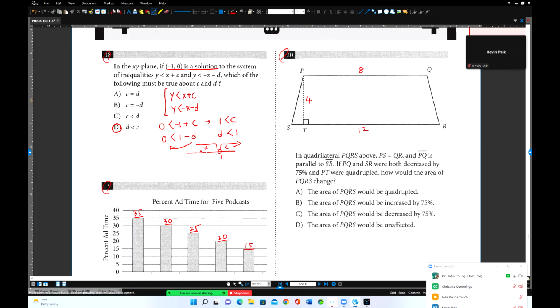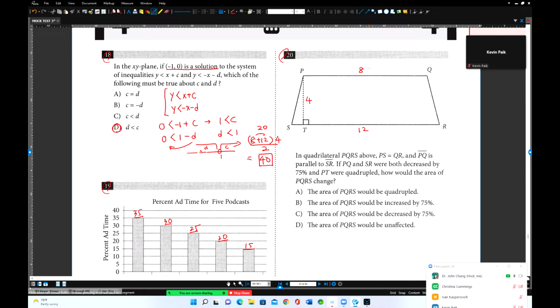Okay, so what is the area of this one first? Area equals base 1 plus base 2, 8 plus 12, times height, divided by 2. How much is this? 20 times 8 is 80, divided by 2 is 40, right? Yeah, the original figure has an area of 40.